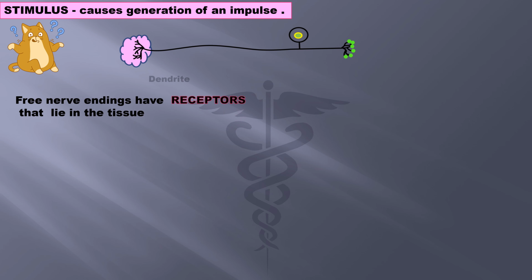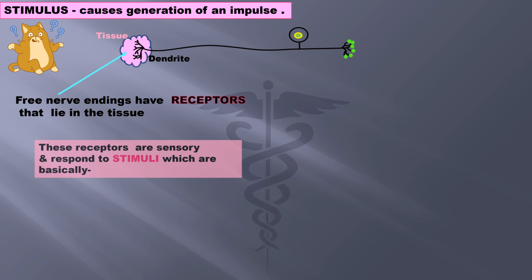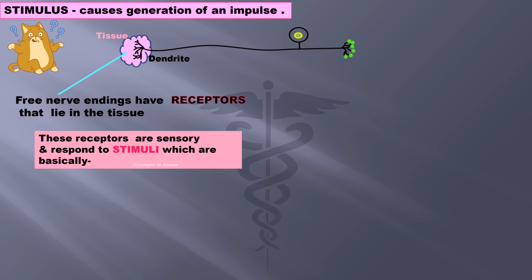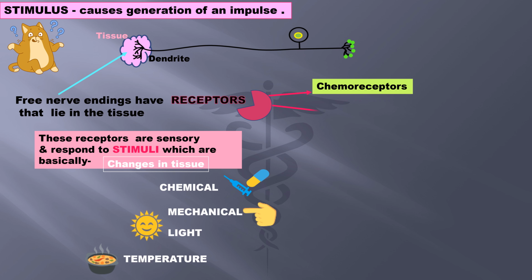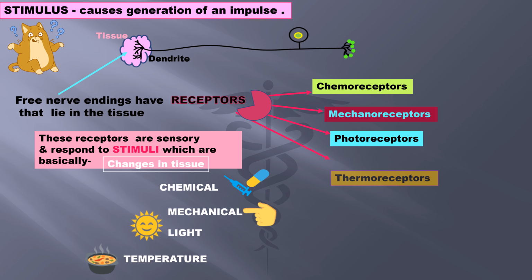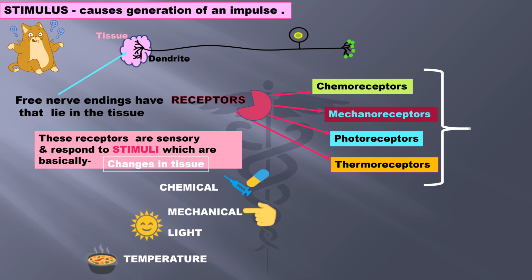Stimulus causes generation of an impulse. Let us find out what a stimulus is. Free nerve endings, that is dendrites, have receptors that lie in the tissue. These receptors are sensory and respond to stimuli, which are basically changes in the tissue, which may be chemical changes, mechanical, change in light, or temperature. So these receptors are accordingly called chemoreceptors, mechanoreceptors, photoreceptors, and thermoreceptors. And these initiate the impulses.